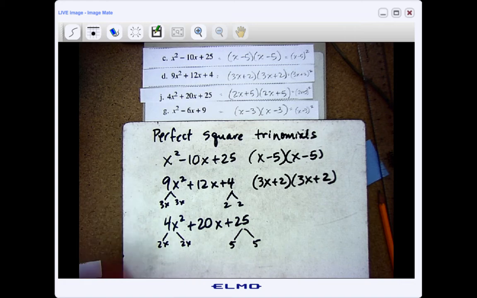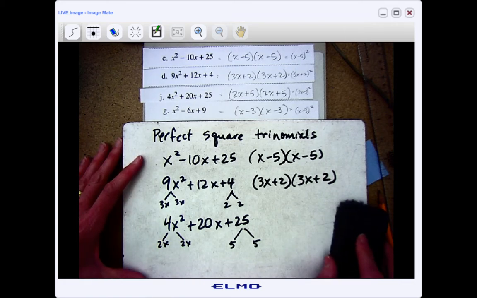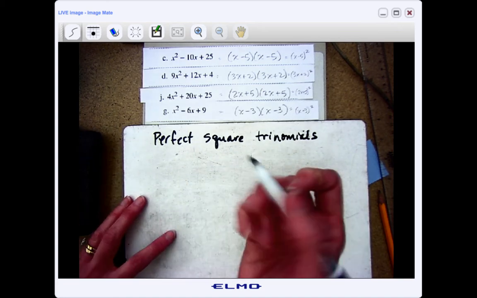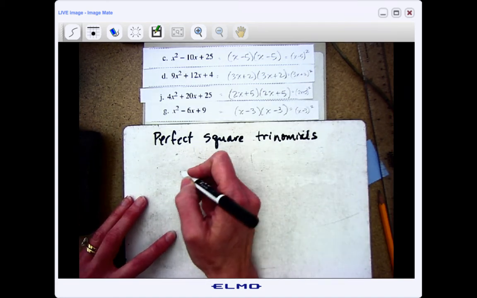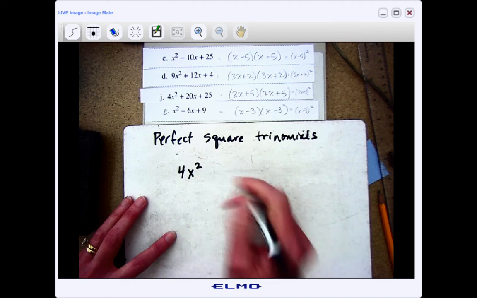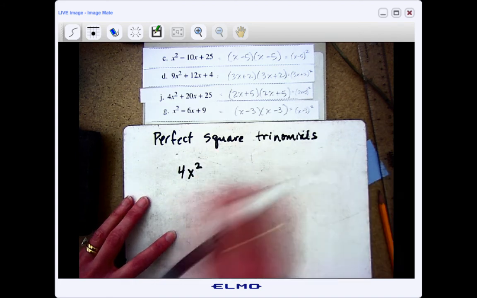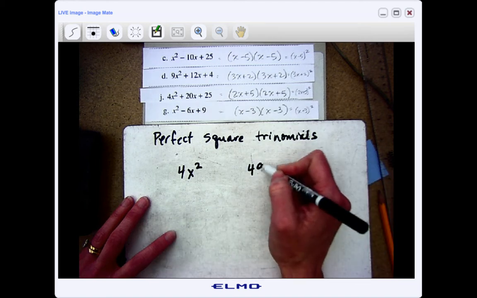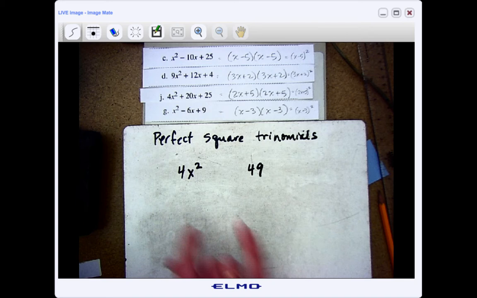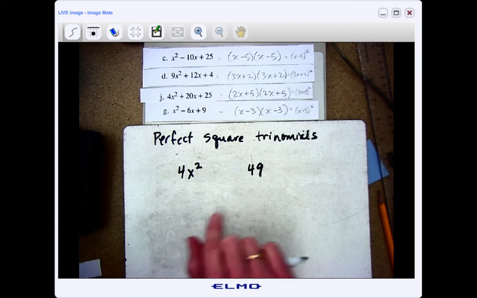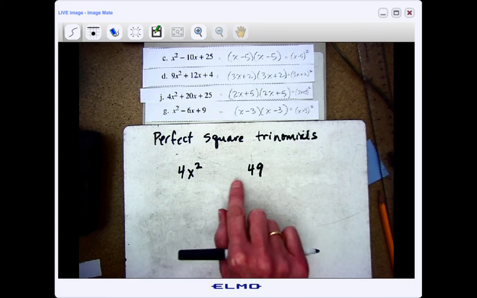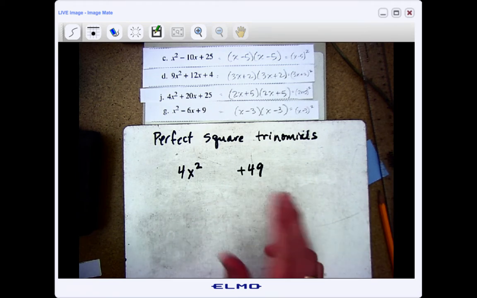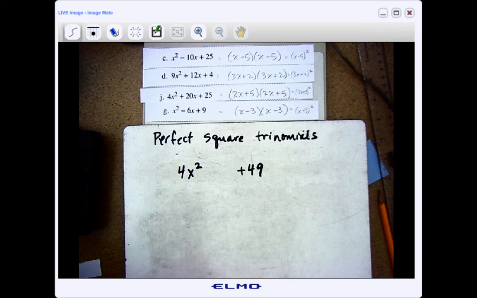Okay, so how could I recognize that it's a perfect square trinomial? Let's look at this one. The first thing would have to be a perfect square, let's say 4x squared, okay? The last term would also have to be a perfect square, let's say 49. So both are perfect squares here. And then the middle could either be a minus or a plus, so it will actually work both ways. It'll just adjust that number in the middle.